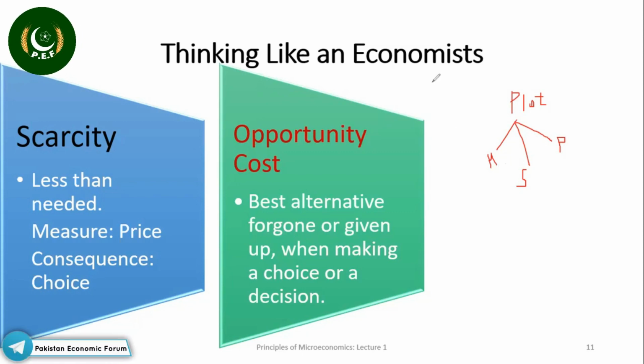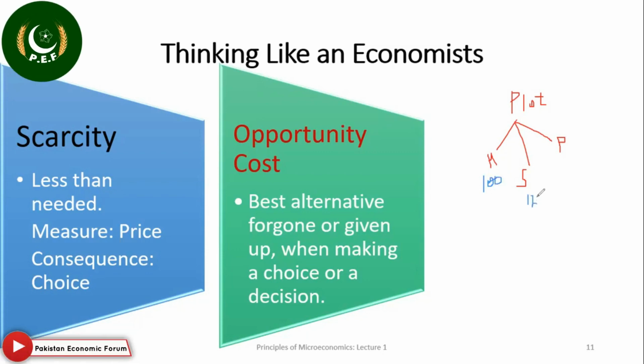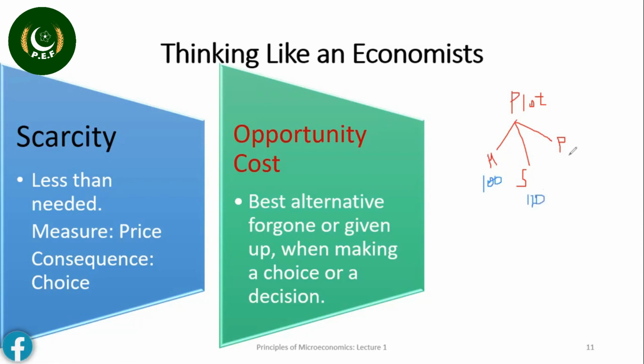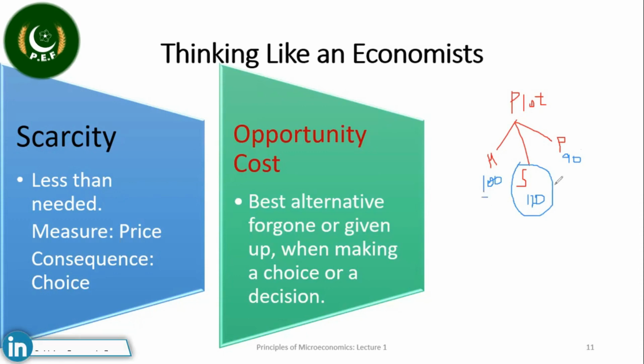What should I do? I just look at the returns that I get from each choice. For example, a house gives me a return of 100. A shop gives me a return of 120, and an amusement park gives me a return of, say, 90. So my best decision will be making a shop. But to make a shop, I will have to sacrifice the house as well as the amusement park.